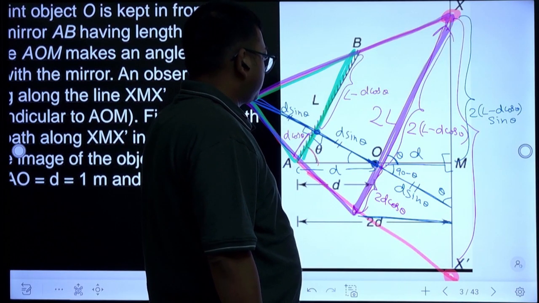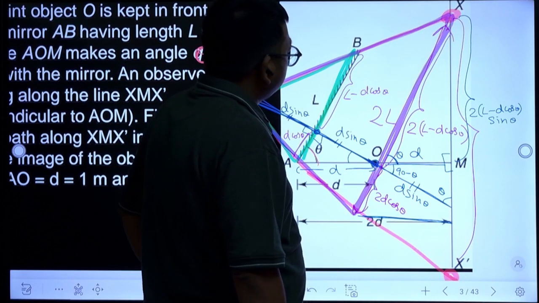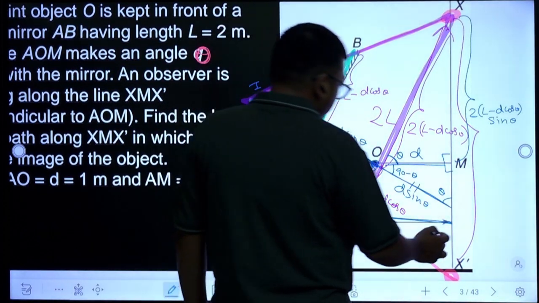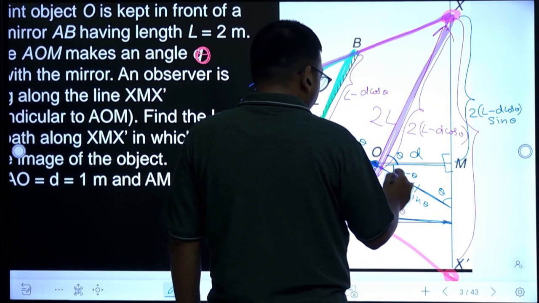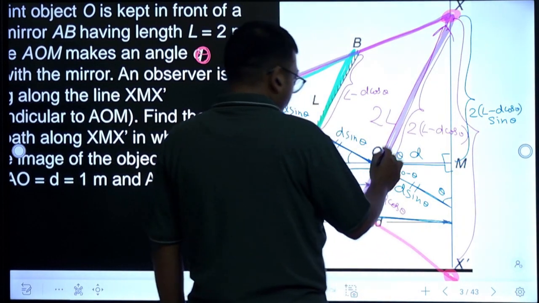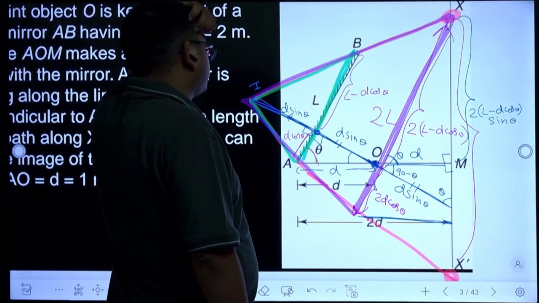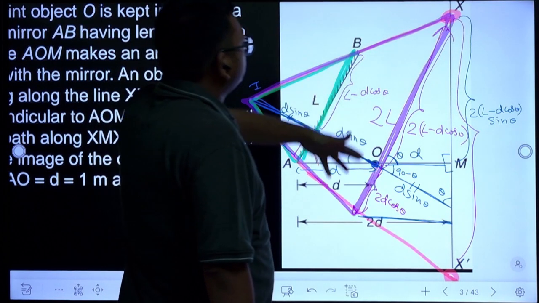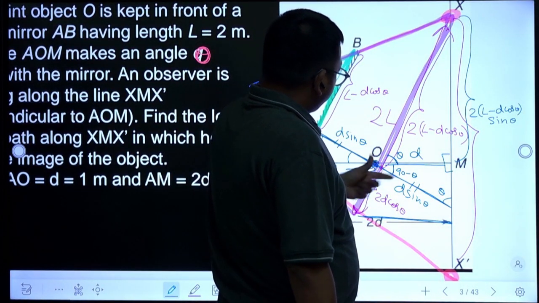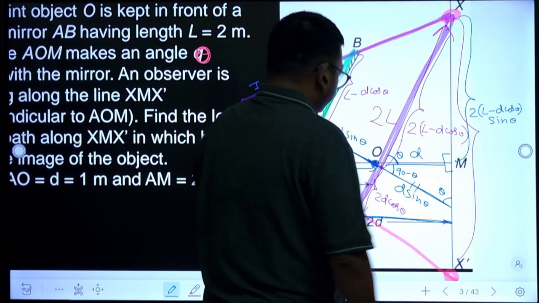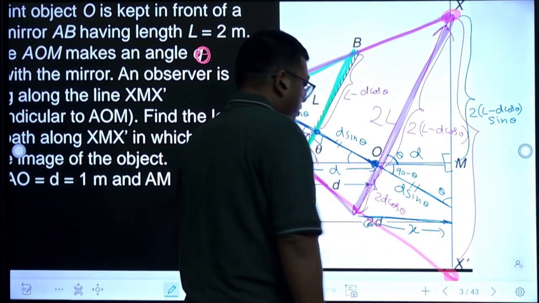What else can we do? Can we calculate this length also? Because this length is d. How much will be this length from this triangle? Figure out that. I think we need to take the ratios, and the ratio of this side by this total will be this ratio by this ratio. So let us say that this length is x.